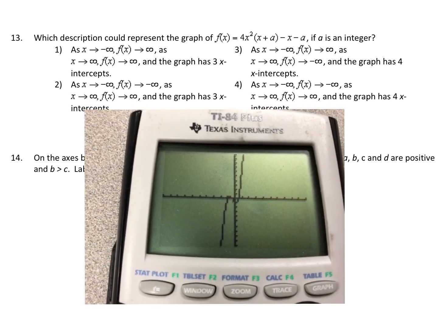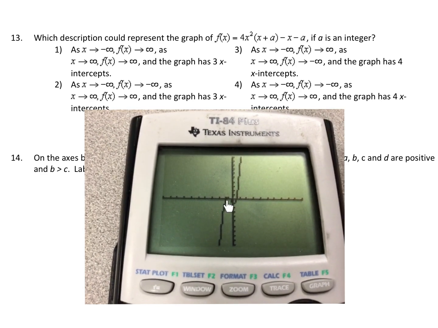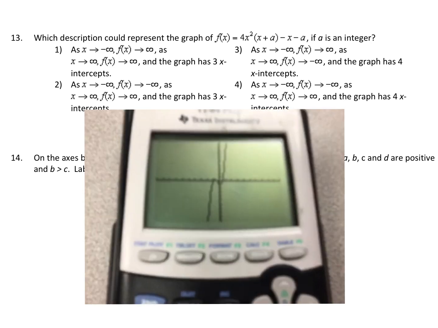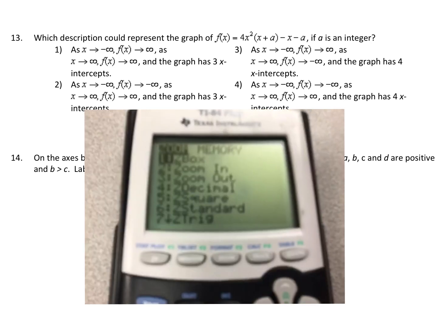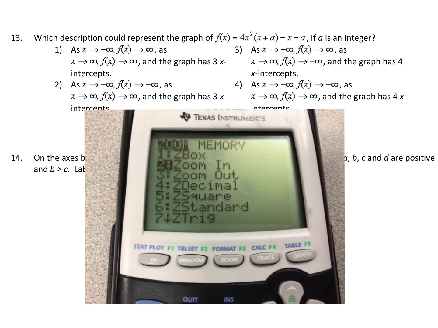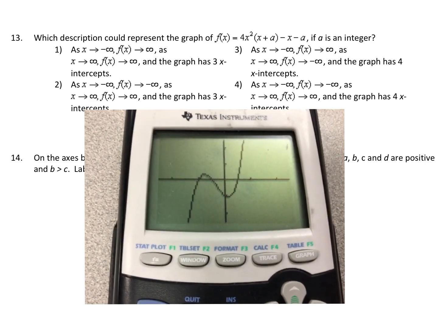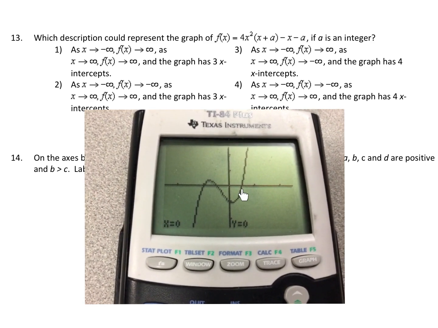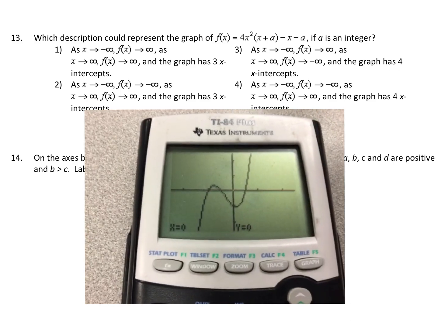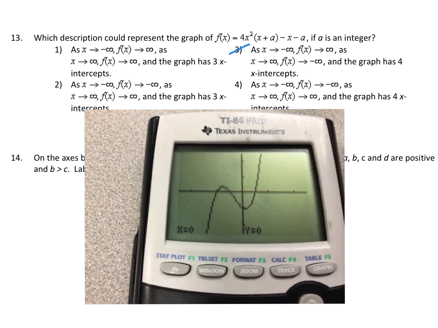And the graph is a little hard to see. To me, it looks like it's going up, down, and back up. And it looks like it has 1, 2, 3 x-intercepts. If you're not sure, you can always hit zoom. And I'm going to just zoom in, choice 2. Okay, choice 2. And if I hit enter to zoom in, we could see there are 1, 2, 3 x-intercepts. Okay, so we could automatically rule out choice 3 and 4 because they say 4 x-intercepts. So it's not going to be those.